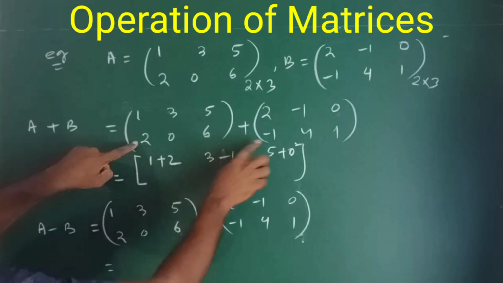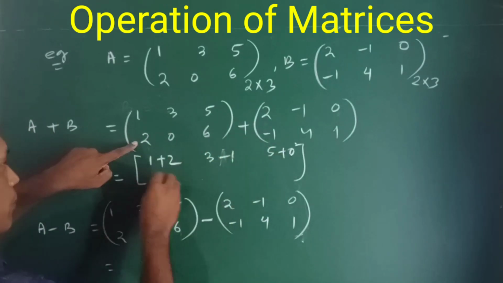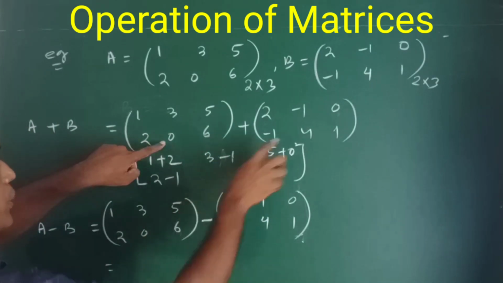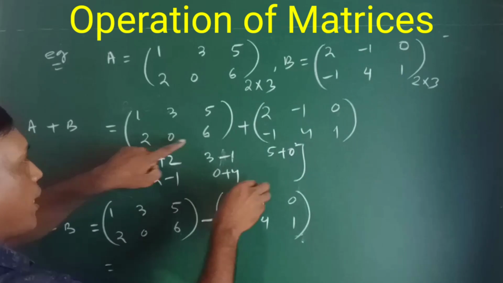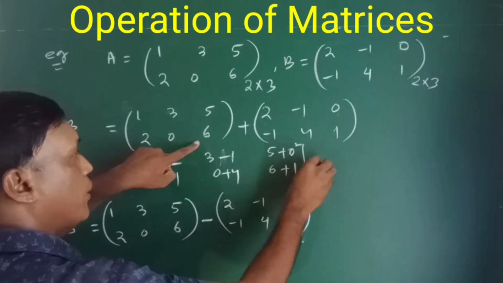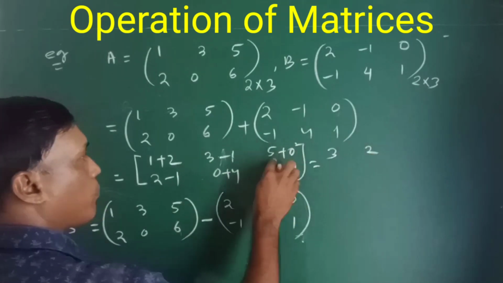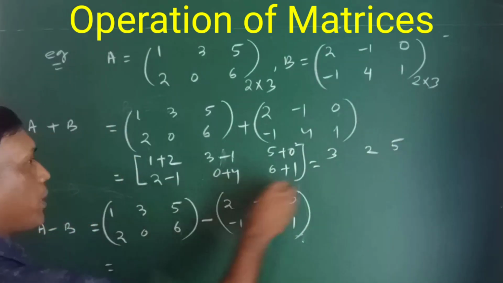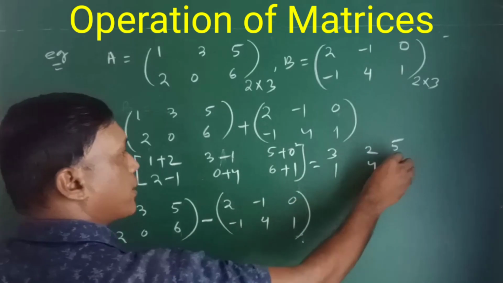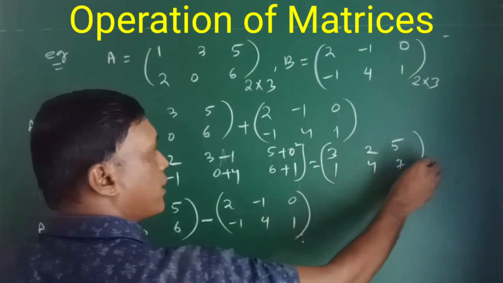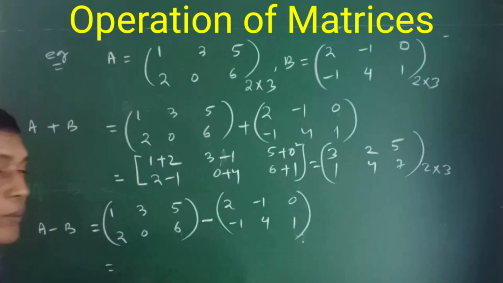Next is 2 with minus 1. 2 plus minus 1 means 2 minus 1. 0 plus 4 and 6 plus 1. So this is 1 plus 2 is 3, 3 minus 1 is 2, 5 plus 0 is 5, 2 minus 1 is 1, 4, and 7. So this matrix is also of order 2 cross 3.